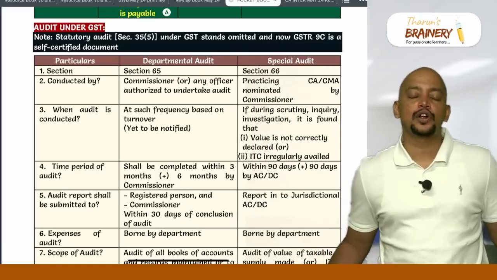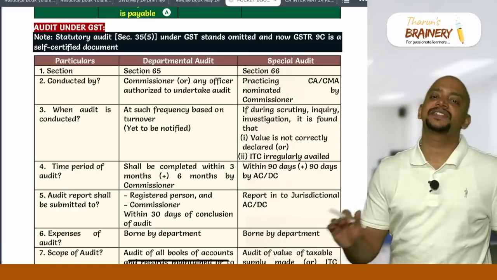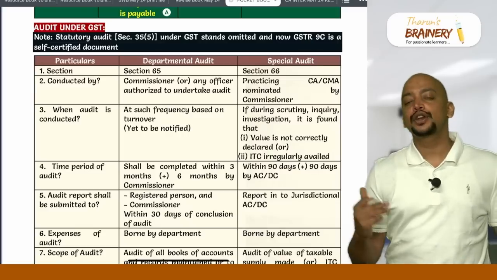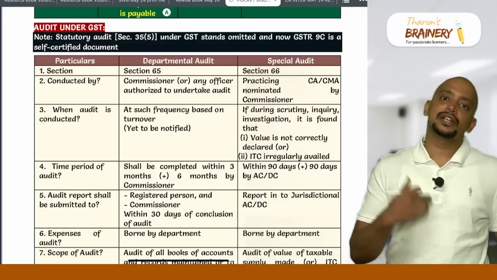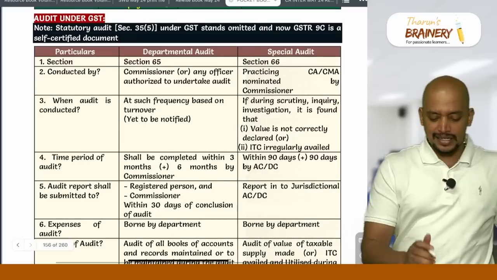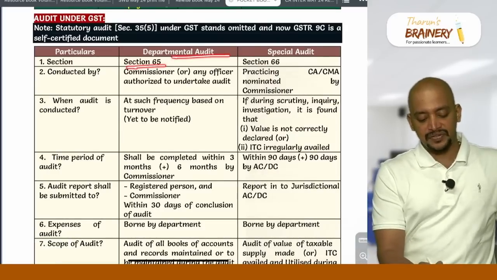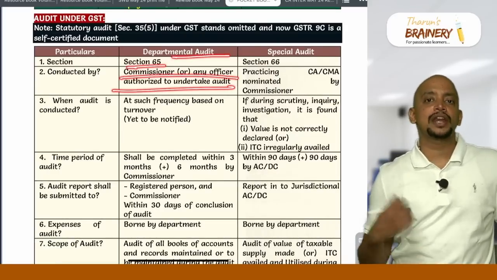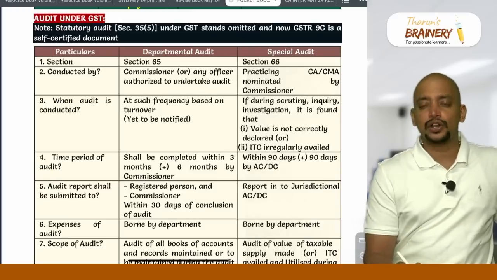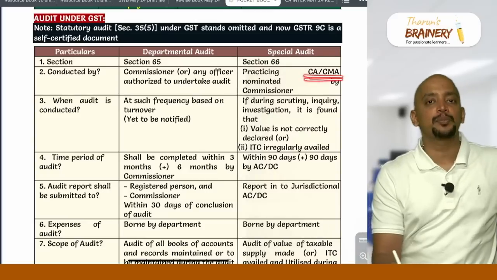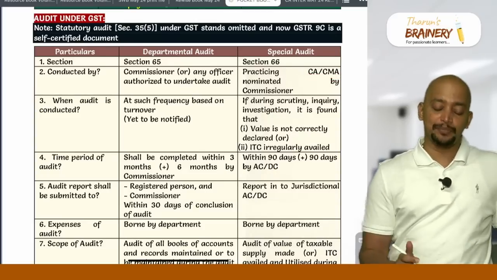9C was previously an audit report, and now 9C is just a self-certified reconciliation statement which is required to be filed by every registered person whose aggregate turnover in a financial year exceeds 5 crores. And this department audit, section 65, is conducted by the commissioner or any other officer authorized by him. But section 66 special audit will be conducted by a CA or CMA professional who is nominated by the commissioner.